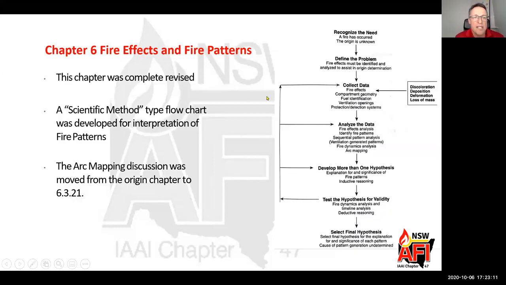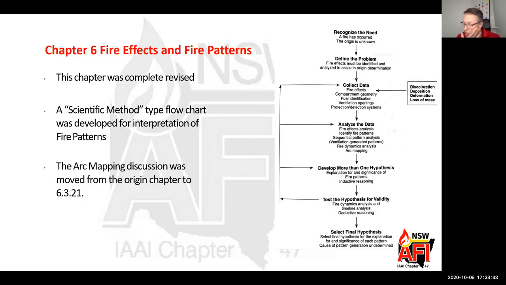So now Chapter 6, this chapter was completely revised. A scientific method type flowchart was developed for the interpretation of fire patterns. So this is where they come in and say, well, when you're collecting data on fire effects, what are the fire effects? Well, they are discoloration, deposition, deformation, and loss of mass.